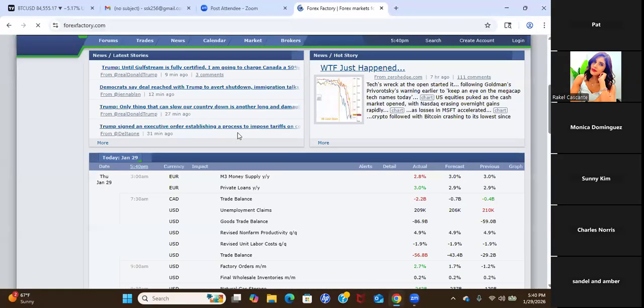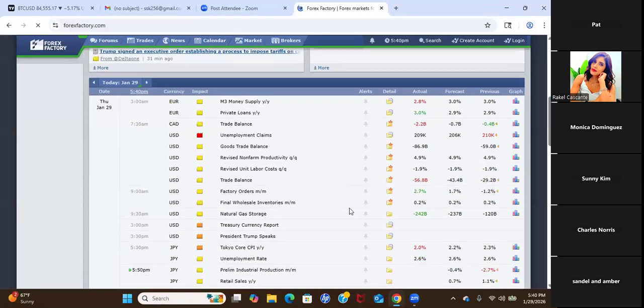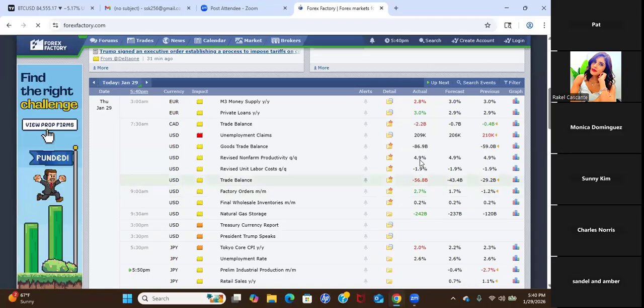All right. So this morning, you look for the color under where it says actual here. You see actual. So you're looking if it comes out red or green. You see how the actual came out red?